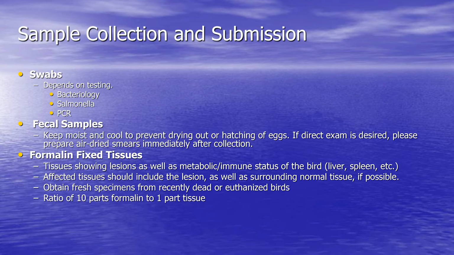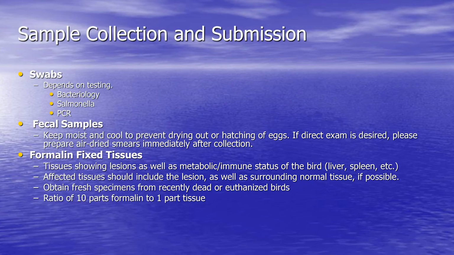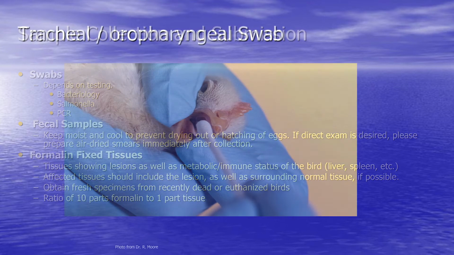You want to get your specimens from fresh dead or euthanized birds, because post-mortem autolysis happens. Those are put in 10% neutral buffered formalin with a ratio of 1 part tissue to 10 parts formalin. As a diagnostician, it's very frustrating when you get a small tube of tissues that appears to have just been stuffed into the tube and then the formalin poured over it. 10 parts formalin, 1 part tissue. That allows for fixation and preservation of the tissue.